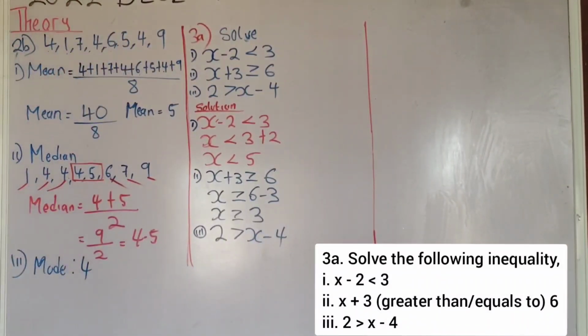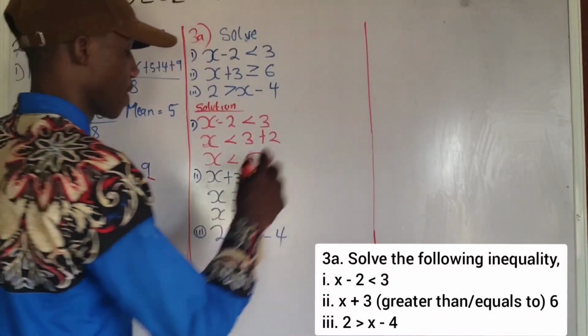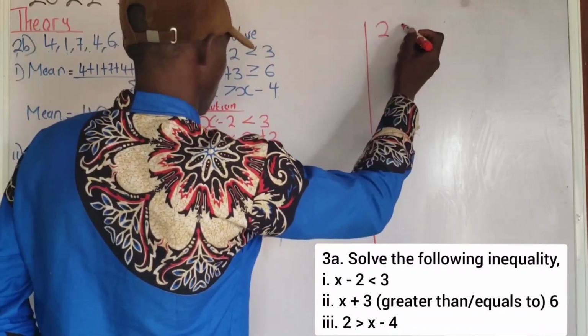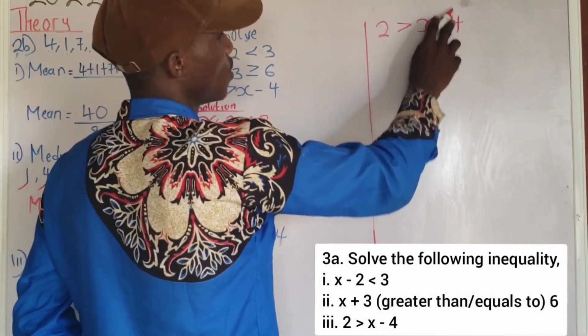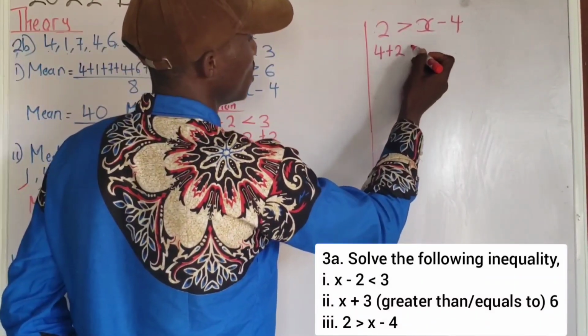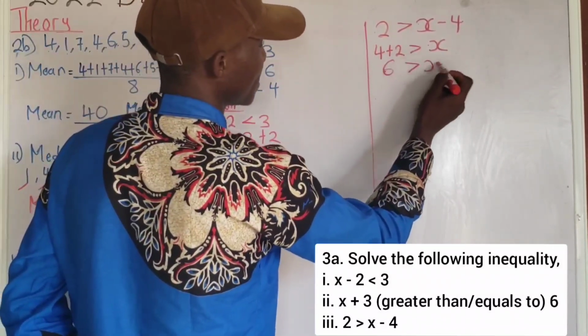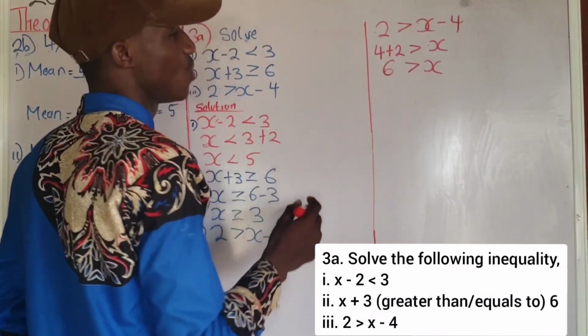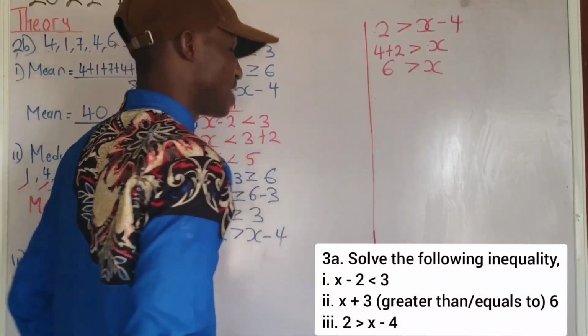Okay, how do we solve this question? It's simple. We are still going to collect like terms. For this, we have 2 is greater than x minus 4. Collect like terms. We are going to take this negative 4 to the left hand side of the equation. So you are going to have 4 plus 2 is greater than x. So 4 plus 2 is 6. So I'm going to have 6 is greater than x. Are you getting it? If 6 is greater than x, that means that x is less than 6.